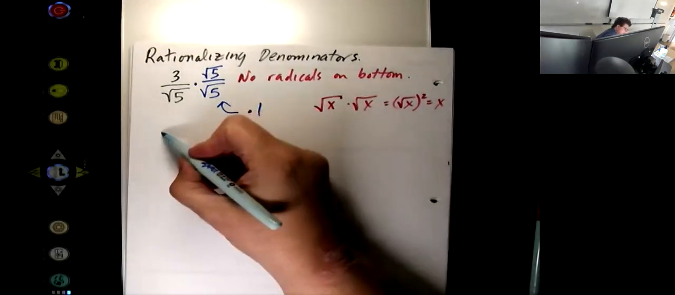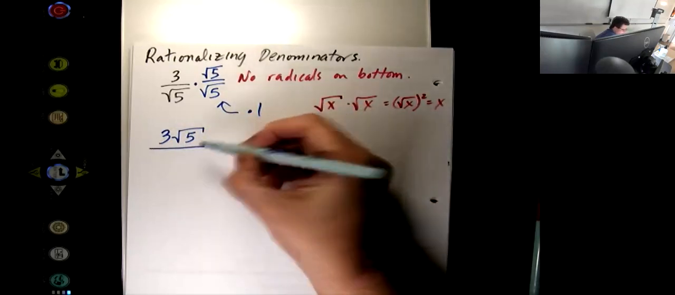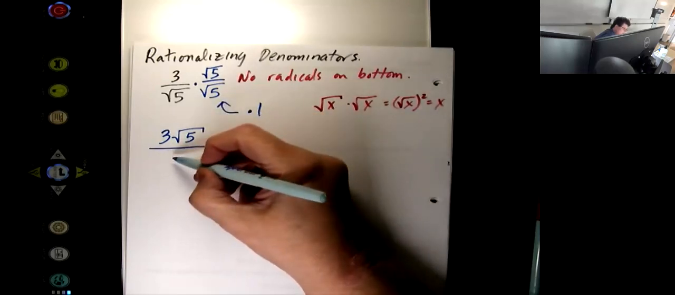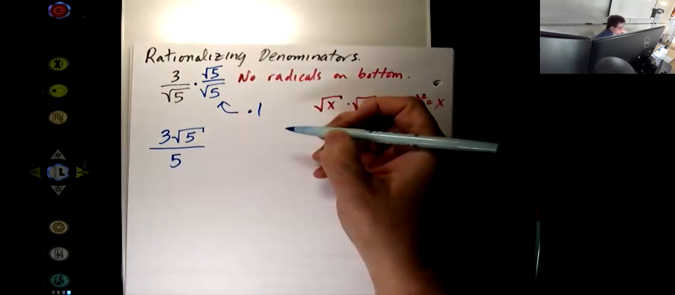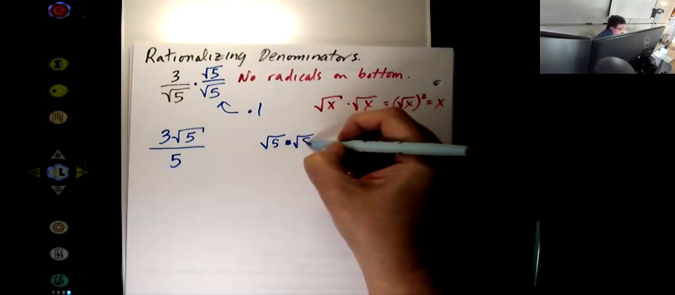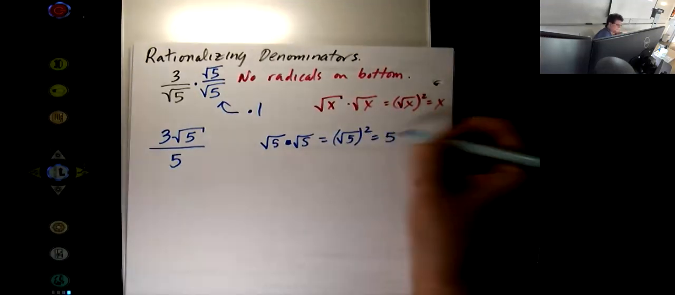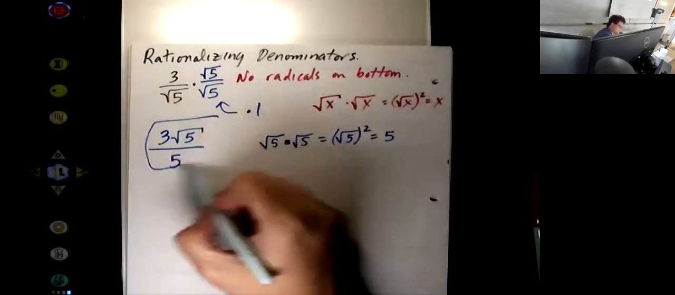So I have 3√5 on top. On the bottom, I have square root of 5 times square root of 5. The square root and the square cancel out, and I'm just left with 5. That's the answer.